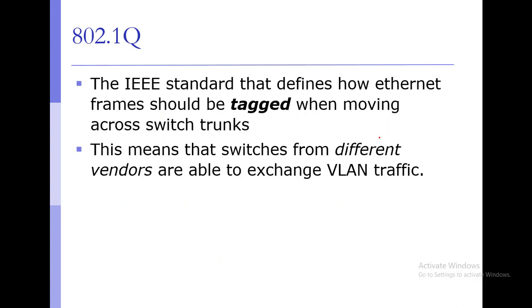I've told you the IEEE standard of this tagging. This is basically known as 802.1Q, and this is the IEEE standard that defines how Ethernet frames should be tagged when moving across switch trunks. This means that switches from different vendors are able to exchange the VLAN traffic. So switches from different vendors can be used when you are using more than one VLAN and you are trunking and tagging.